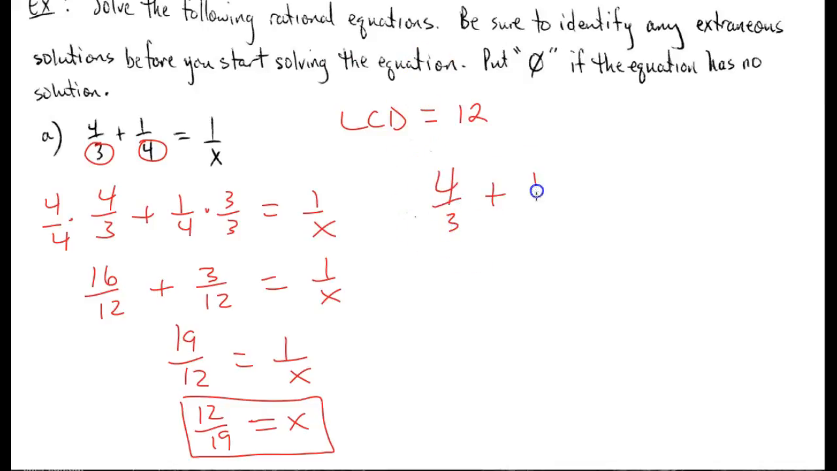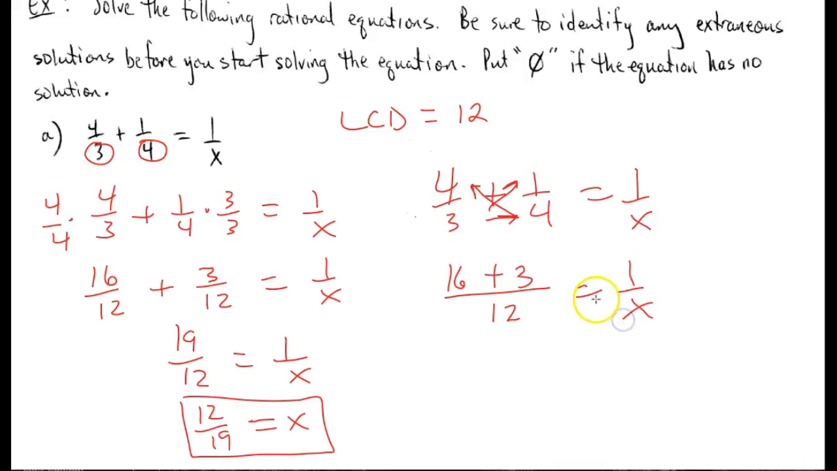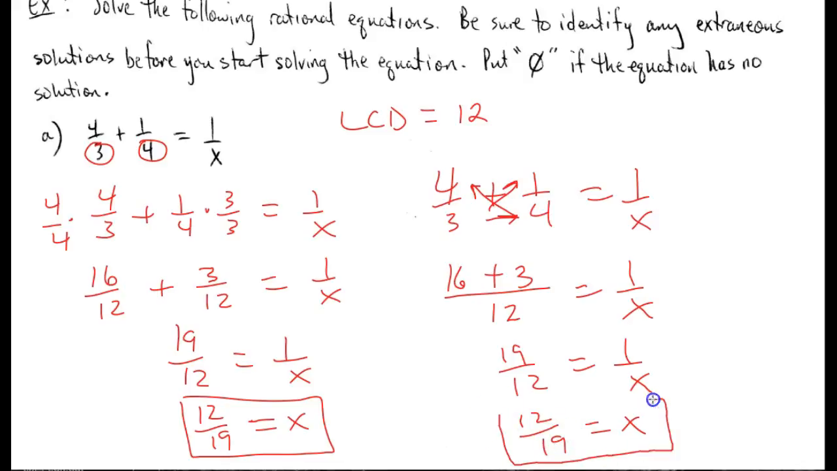One other way that we could do this is that we can also do this cross multiplication thing, where we just say 4 times 4, which is 16, plus 3 times 1, which is 3, all over 3 times 4, which is 12. So we can also do it this way. And then we see that we end up getting 19 over 12. And of course, x is now 12 over 19. So we have all these different ways as well.